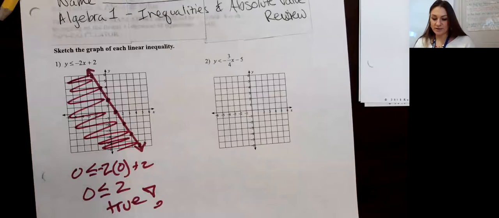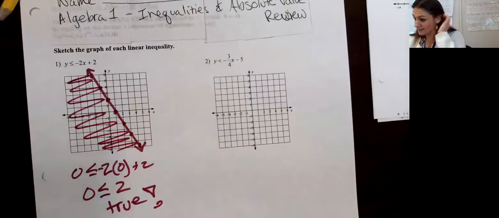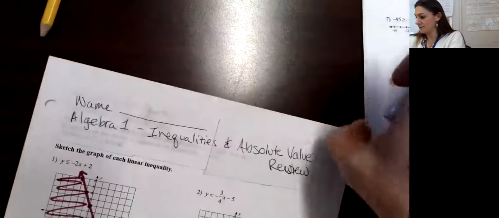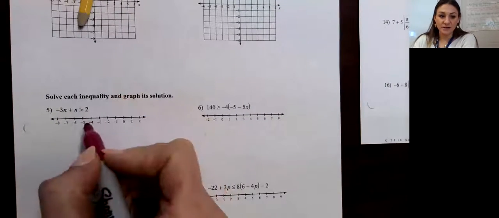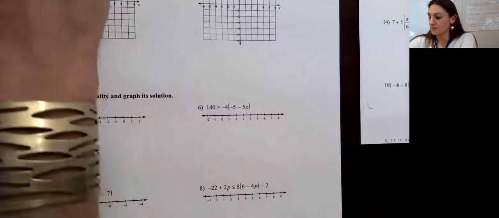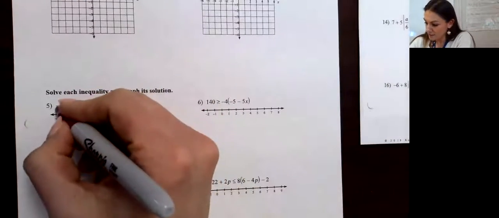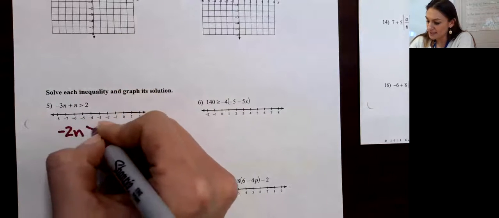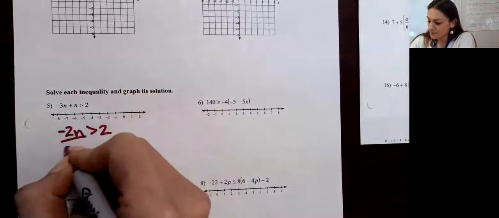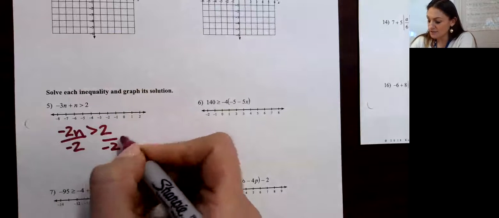All right. Let's also take a look at number 5. So for number 5, you're going to solve this inequality just like you normally would an equation. So I'm going to combine like terms, and I have -2n is greater than 2. I'm going to divide both sides by -2.